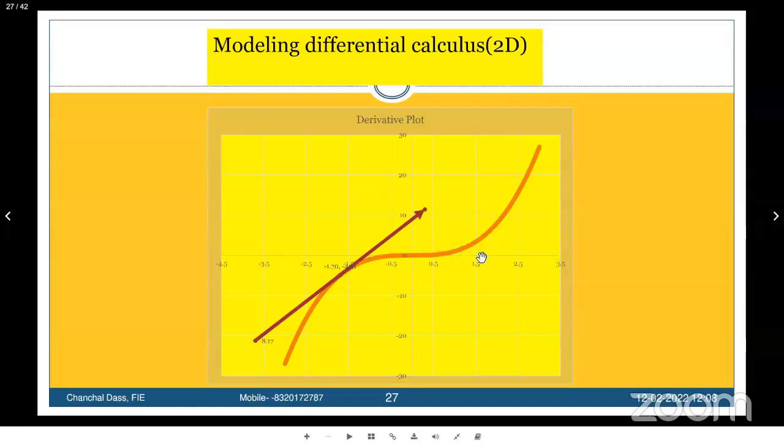What are the two lines? The first line represents the function. I have taken a function of x cube, power 3, and it looks like an S, and its tangent at one point. So this is the story of two lines, and the whole subject of calculus is based on these two lines.